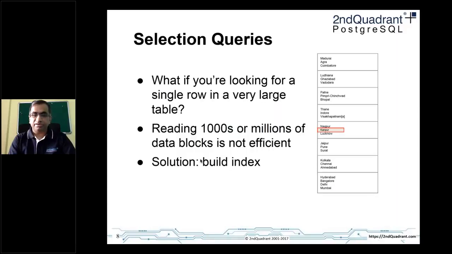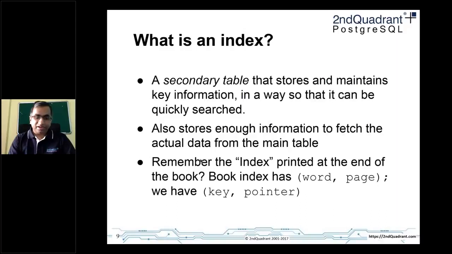The clear answer is to build an index on such a table, so that such queries can benefit. So what is an index? I would define an index as a secondary table that you create in addition to your primary table. This secondary table stores and maintains some key information in a manner so that you can very quickly search for particular information in the main table. And not only search, the structure or the secondary table should have enough information or mechanism so that you can then retrieve the remaining data from the main table.